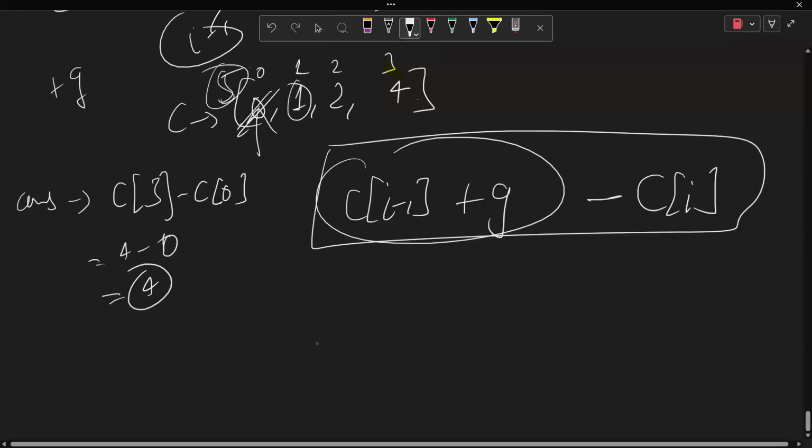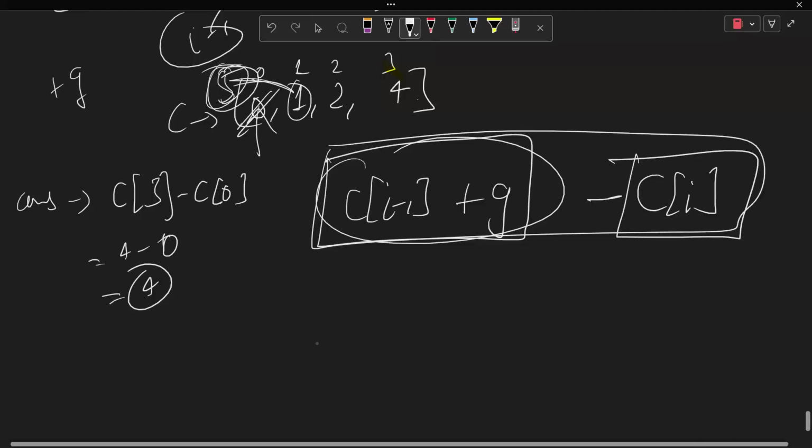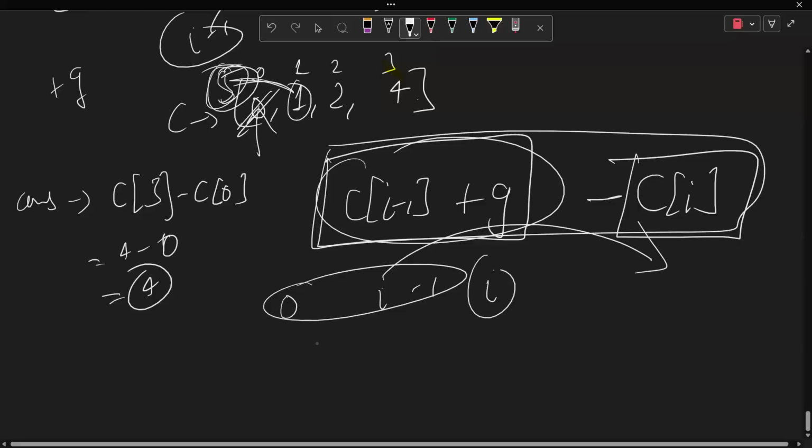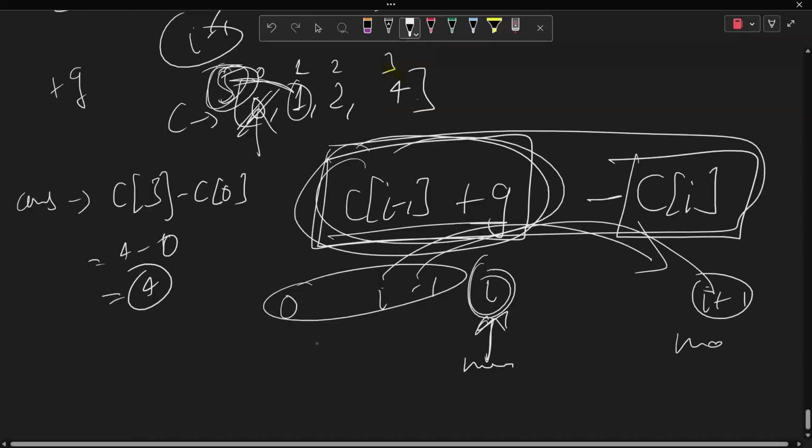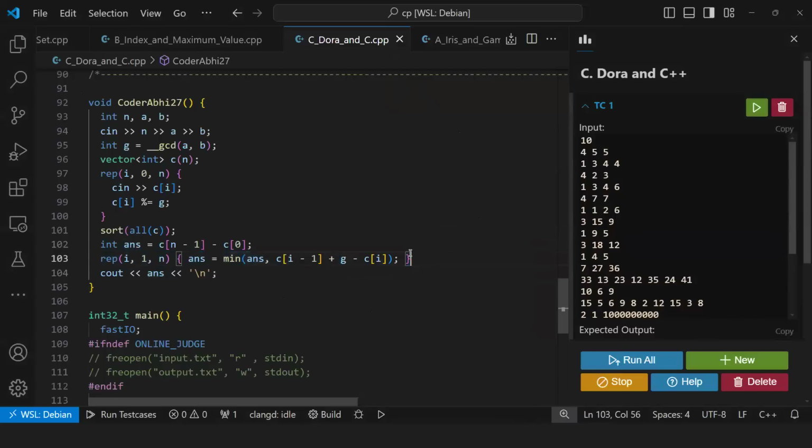Like when you are moving this 0 to 5, this thing would be your new maximum value, and this thing would be the minimum value, because you have moved all the values from 0 to I minus 1 to the other side. And this ith value is your new maximum, and this I plus 1 value is your minimum. So this ci minus 1 plus g is your maximum, this is your minimum. So that would be your range. I hope that is clear now.